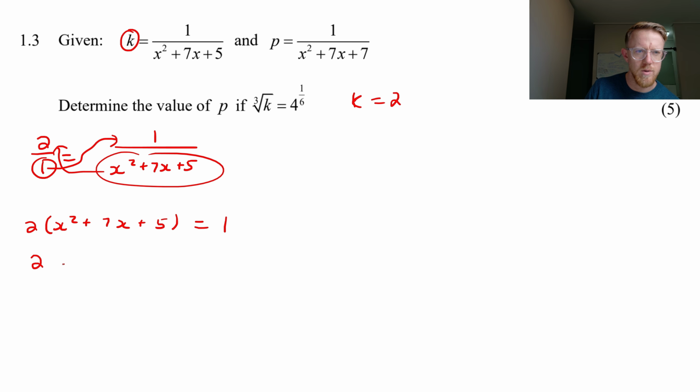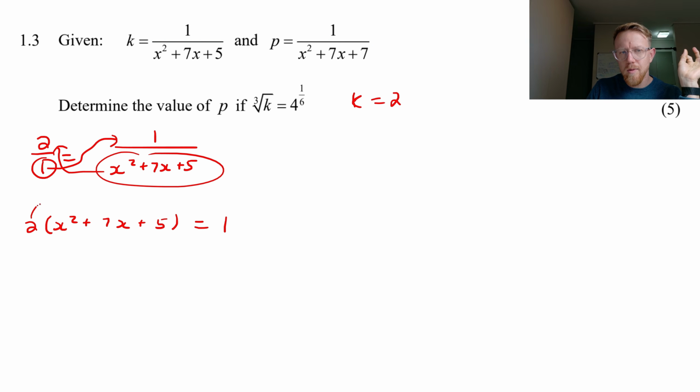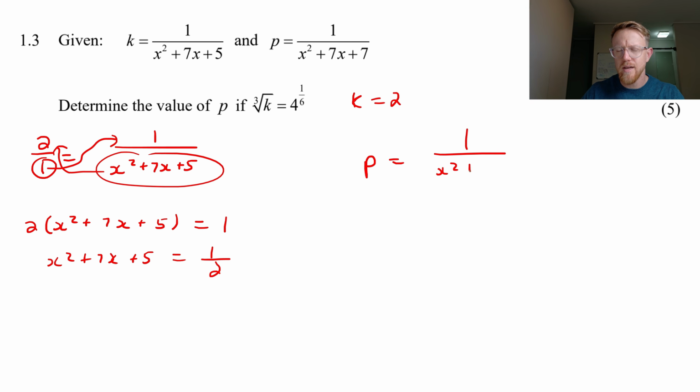Can you see that these two expressions are almost the same? I don't want to multiply the 2 in because then I end up with a 2x squared, whereas these are all just 1x squared. So what I'm rather going to do is divide by 2 on the other side, so you end up with that.